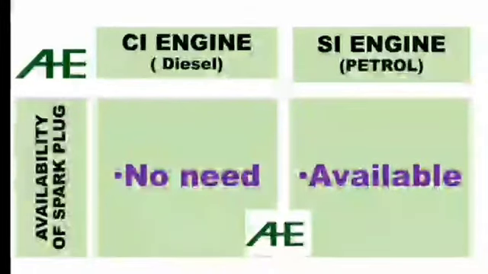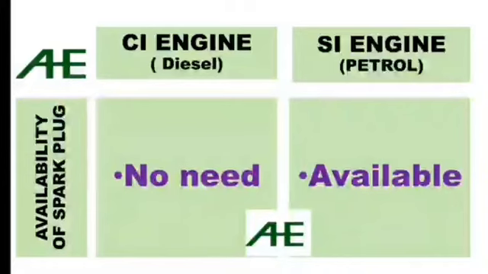Then availability of spark plug. The spark plug produces the spark which is used in the ignition process. In a CI engine there is no need for a spark plug, whereas in an SI engine it is available. The spark plug is a very frequently asked question, in which kind of engine a spark plug is used, and sometimes in a hurry, because we think we know it very well, we get it wrong with our confidence. So just recall, in CI engines, in diesel engines, no spark plug is used; in an SI engine it is used.